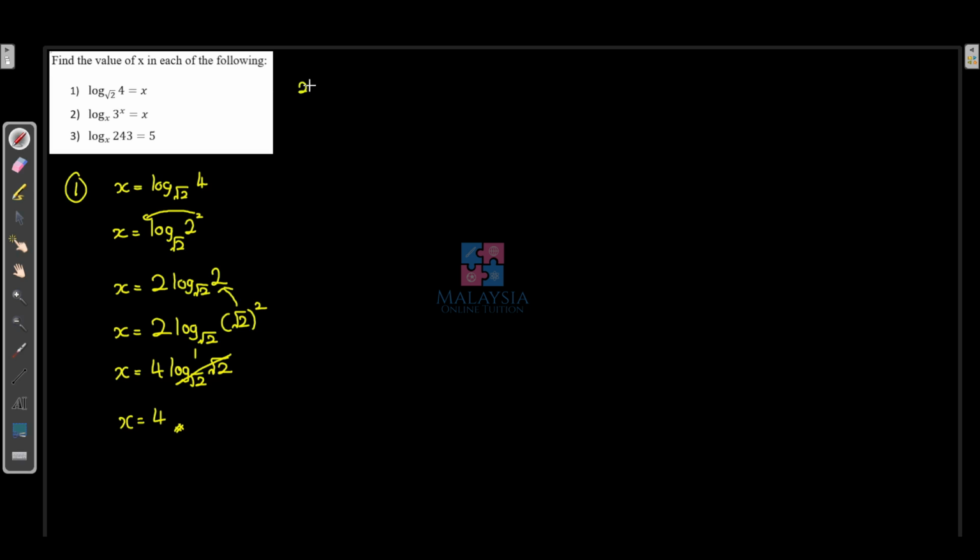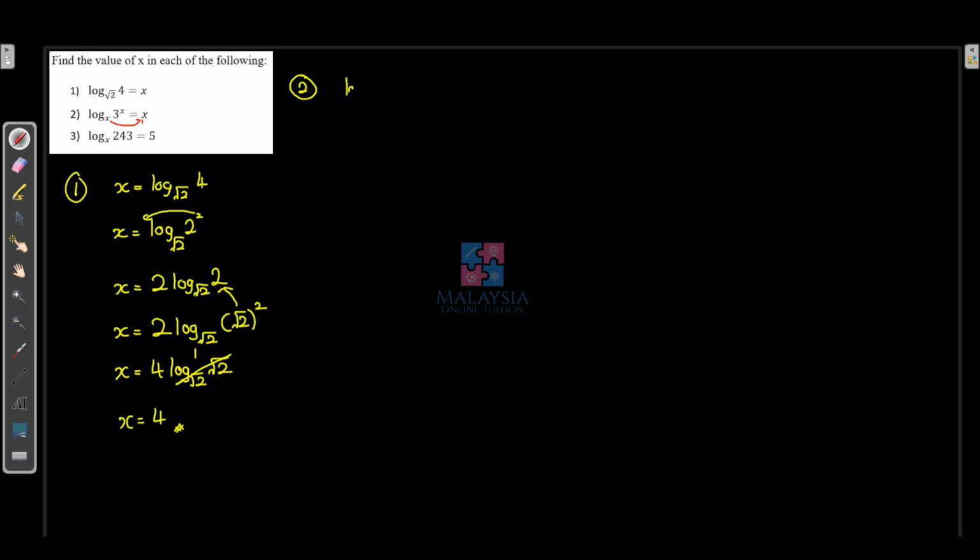So next for number 2. This one is very straightforward actually. You can see that the question looks very complicated, but no, it is not complicated actually. So the first thing that we can try if we want to get the value of x is we can shift the base x here to the right hand side.